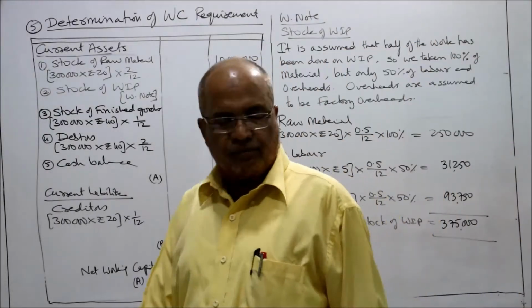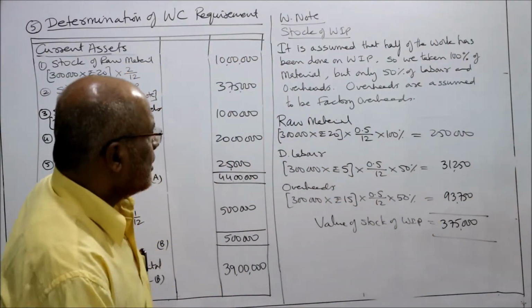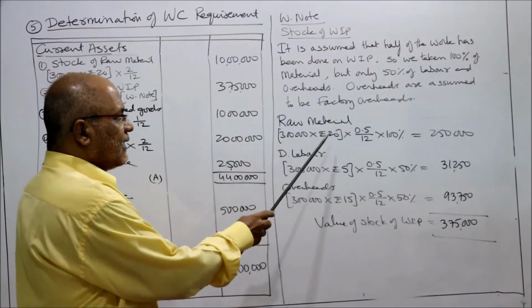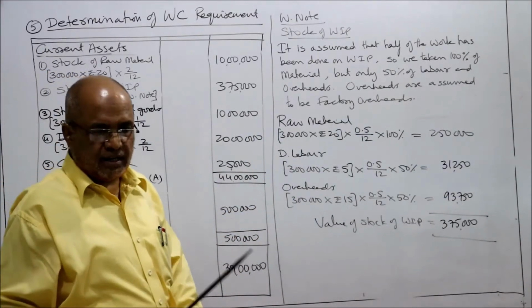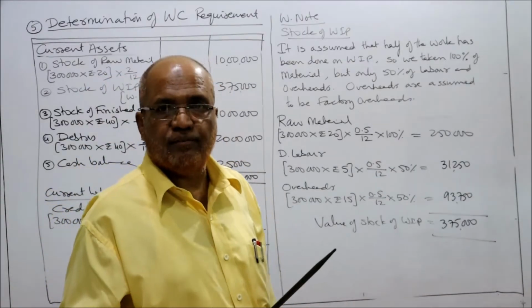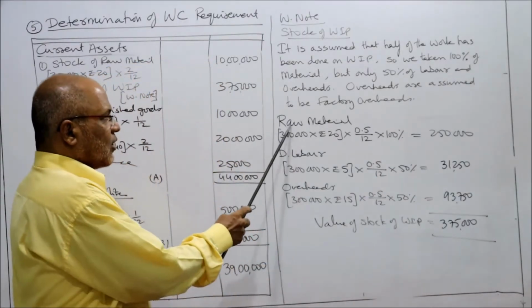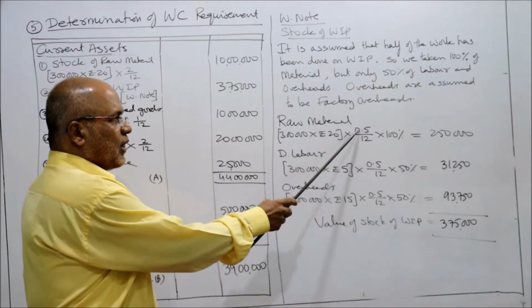So now see carefully here. Raw material 3 lakh into 20 into 0.5. This is the problem number 5. We are continuing problem number 5. So raw material 3 lakh into 20 into 0.5 by 12.